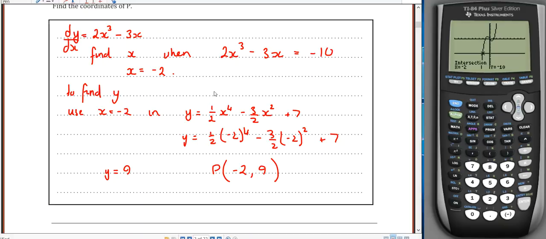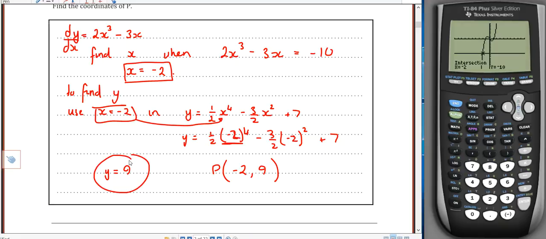But after we found the x, that's the first step. We then put that into the initial one, into the x value. So minus 2 goes in, and we find the y value. Okay, all right.